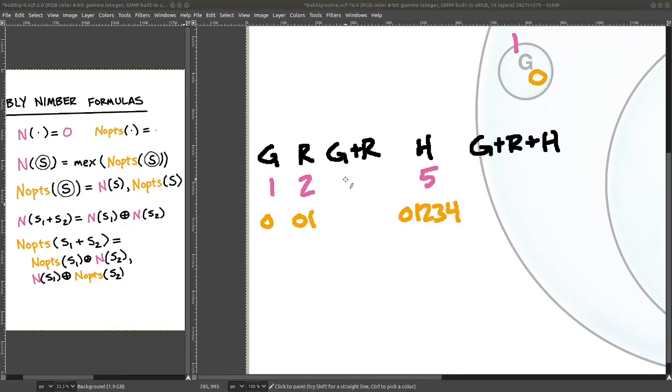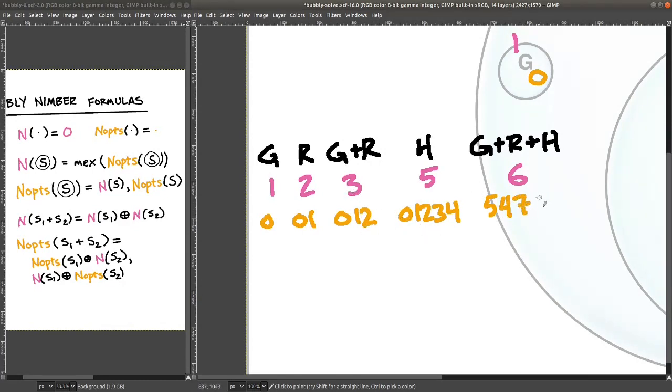Okay, 1 XOR 2 is 3. Same trick as before, there's only 3 values here, so I know this will just be 0, 1, 2. Alright, 3 XOR 5 is 6. So 0 XOR 5 is 5. 1 XOR 5 is 4. 2 XOR 5 is 7.